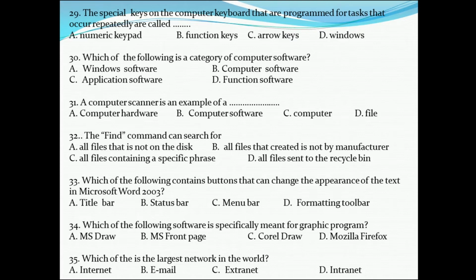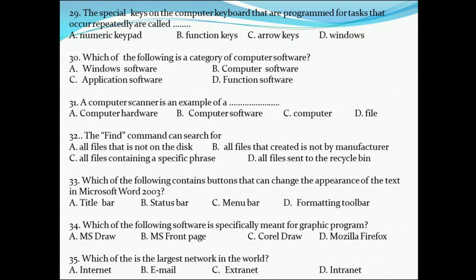Question 30. Which of the following is a category of computer software? A. Windows software. B. Computer software. C. Application software. D. Function software.